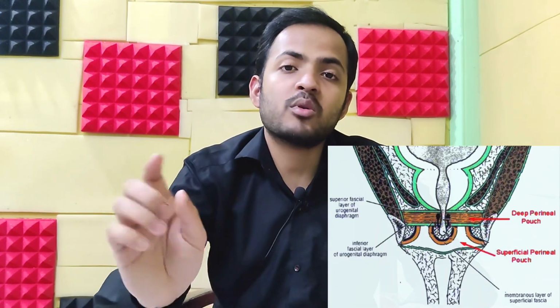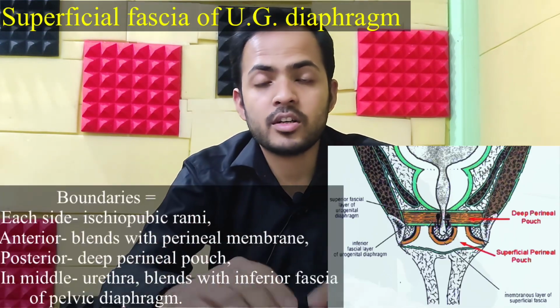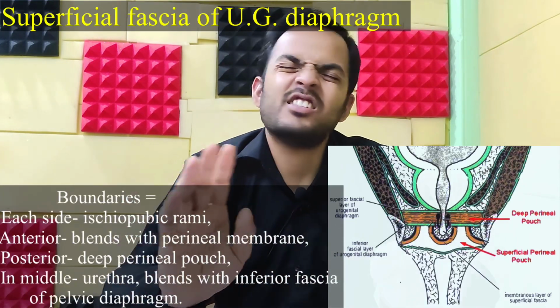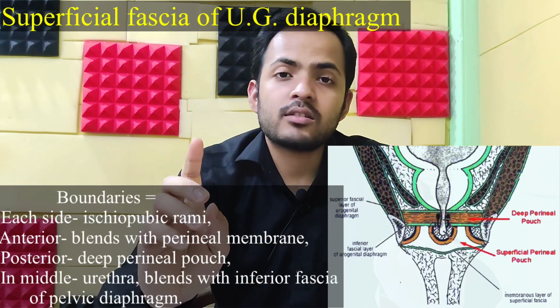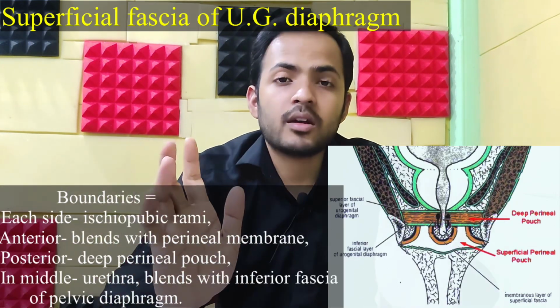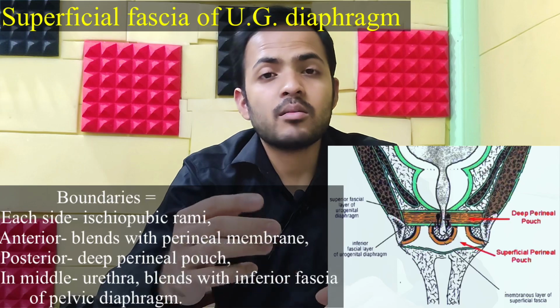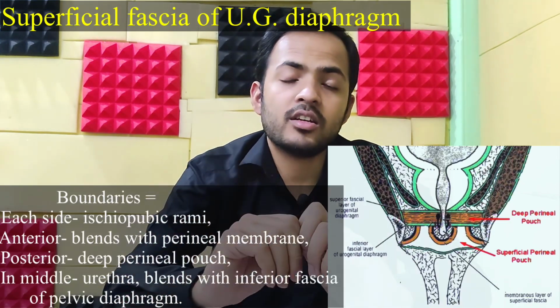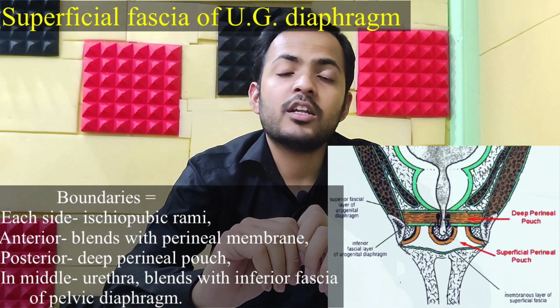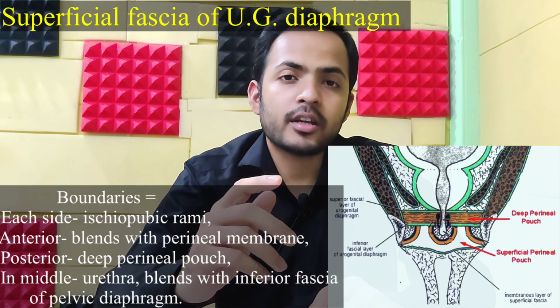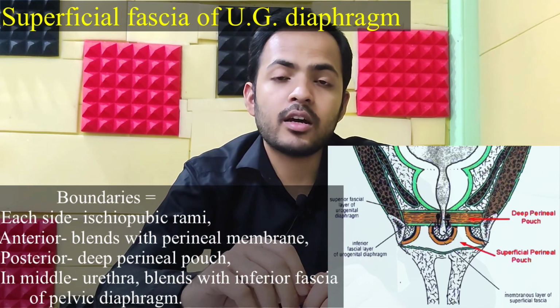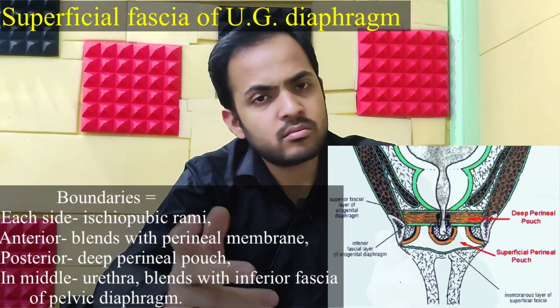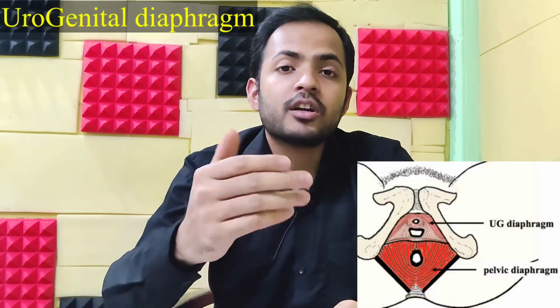And next is our superficial fascia of the urogenital diaphragm. It is bounded on each side, the same, by the internal surface of the ischiopubic rami. Anteriorly it blends with the perineal membrane, and posteriorly it is bounded by the deep perineal pouch, and in the middle you are getting the urethra, and it blends with the inferior fascia of the pelvic diaphragm. That's it.